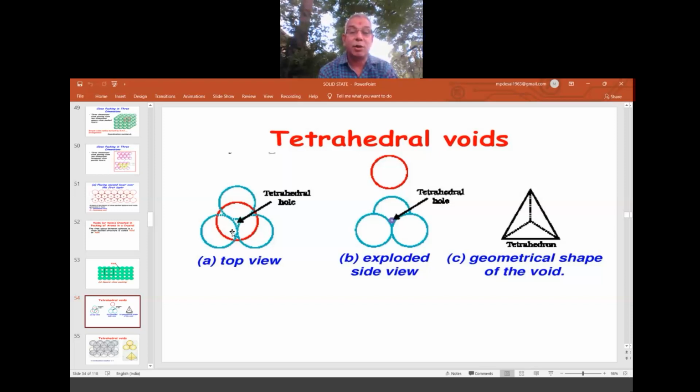spheres. So this is the top view. That means you should take the balls and from the top you have to see. Then you will come to know holes are created there. So if you take out this ball, here is the tetrahedral void. Now if you cover it, by drawing the lines, it looks like this, a tetrahedral structure. All these are just for understanding how the voids are created, how they are visualized, how they are understood.